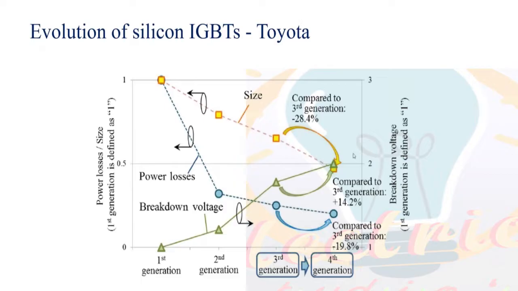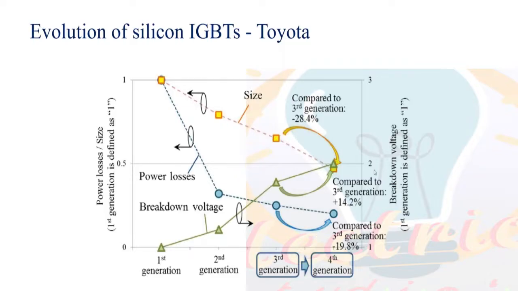And look at this picture, how Toyota has developed its IGBTs from generation to generation. In 2004, when they started the Toyota Prius, the IGBT technology was different. And now they are into the 5th, 6th generation of the Toyota Prius. Every generation, the size of the IGBT has been reduced. Not only the size, the losses have also been reduced.